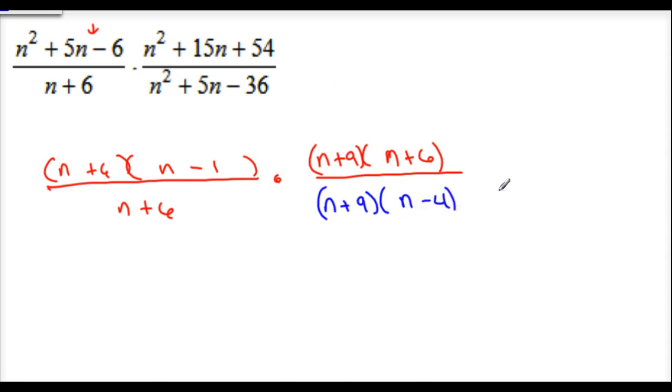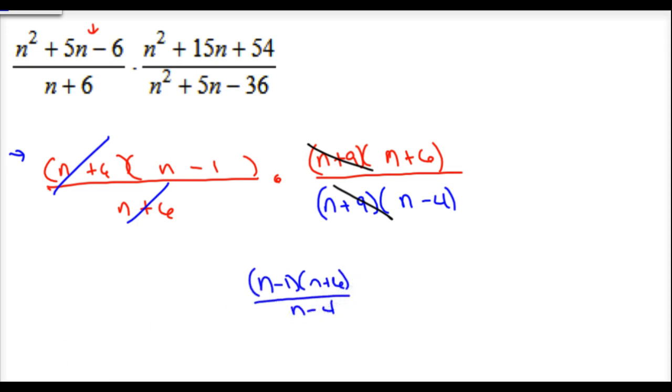Good. Now, left to right. n plus 6? Yes. See you later. n minus 1? No. Stays. n plus 9? Yes. See you later. n plus 6? n minus 4? Stays. So then you just have the quantity n minus 1 times the quantity n plus 6 over n minus 4. You cannot factor further.